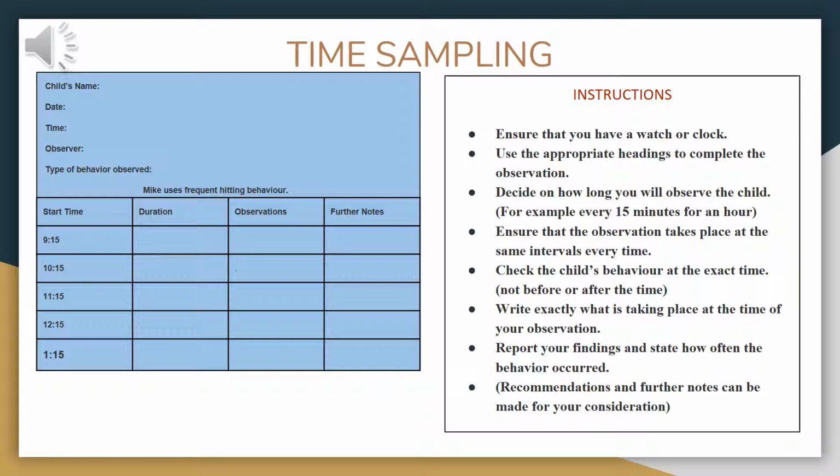The next instrument in our toolkit is that of time sampling. Time sampling, as the name suggests, is the recording of information in time intervals. It is quite different from anecdotal records and checklists in that you can observe more than one child at a time.